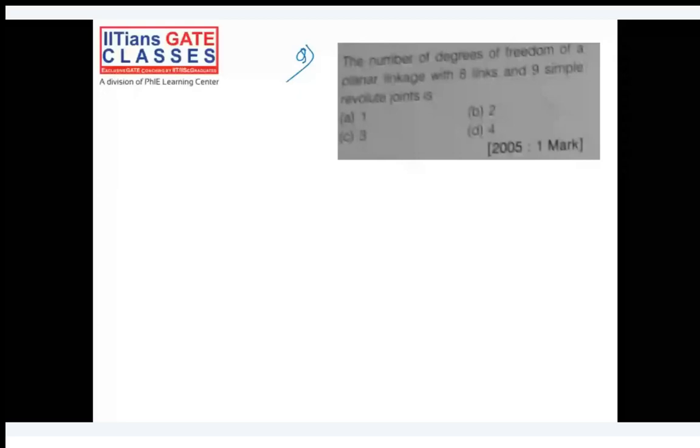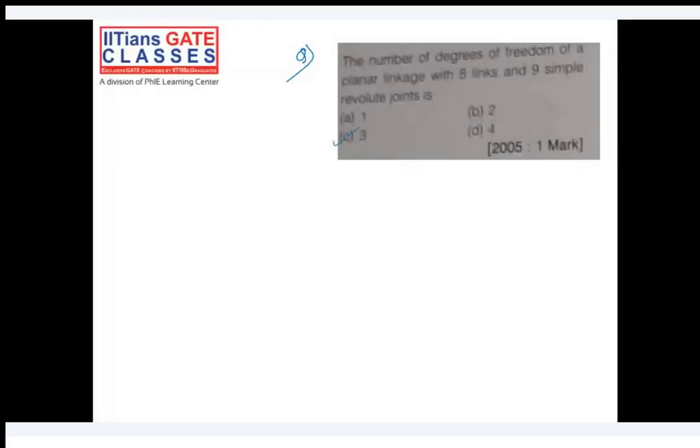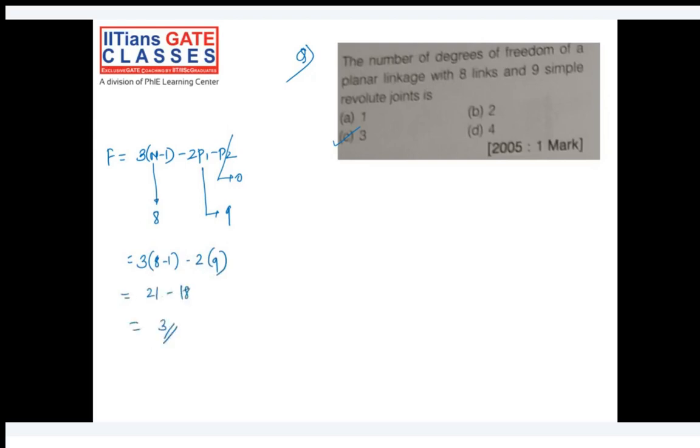Yes, C is the correct option. So as you know, 3 times (n minus 1) minus 2 times p1 minus p2 is the formula for degrees of freedom. In this case, we don't have any higher pair, so p2 is 0. Number of simple pairs is given as 9, and the total number of links is given as 8. So 3 times (8 minus 1) minus 2 times 9 will be 21 minus 18, and we'll end up with 3. So option C is correct in this case.